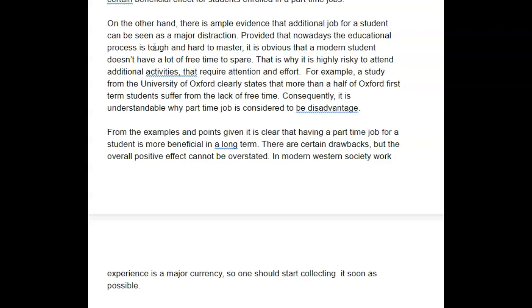For example, a study from the University of Oxford clearly states that more than a half of Oxford first-time students suffer from a lack of free time. Suffer from a lack. Consequently, it is understandable why a part-time job is considered to be a disadvantage. To be a, again. From the examples and points given, it is clear that having a part-time job for a student is more beneficial in the long term. There are certain drawbacks, but the overall positive effect cannot be overstated. In modern Western society, work experience is a major currency, so one should start collecting it as soon as possible.